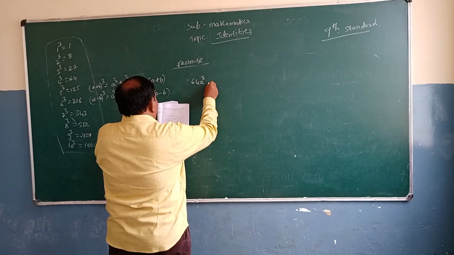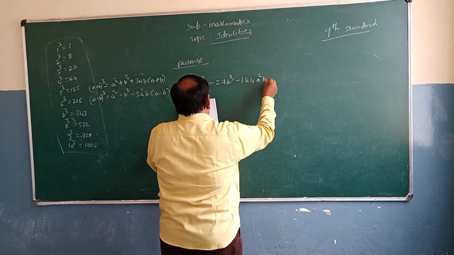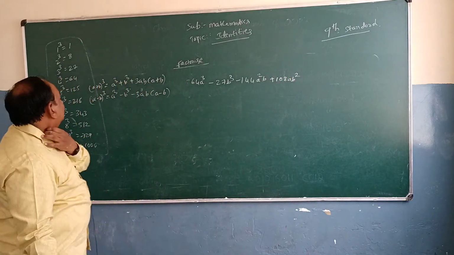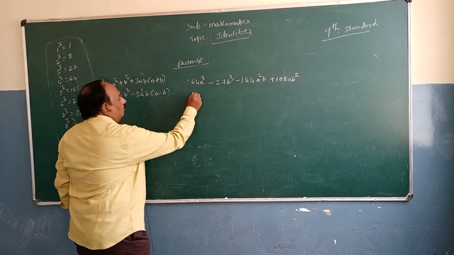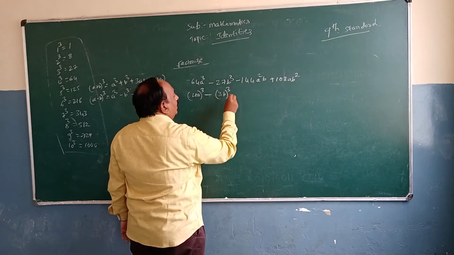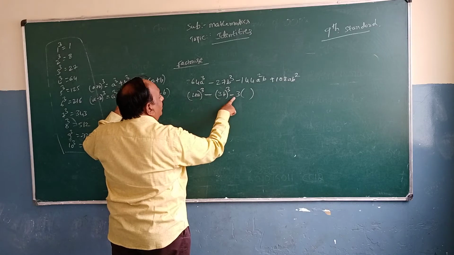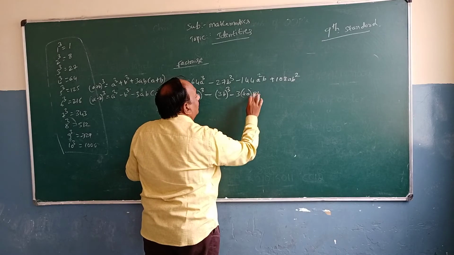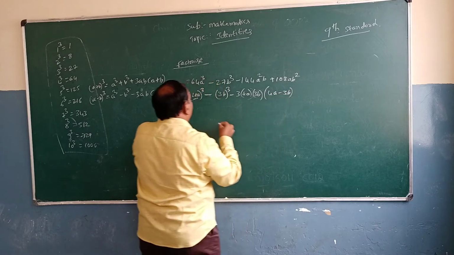64a cube minus 27b cube minus 144a square b plus 108ab square. Well, students, you know the cube roots very well. The cube root of 64 is 4, 4a whole cube. 27, 3b whole cube. Minus, you write 3 here because a cube is over, b cube is over, minus 3. This is a, 4a, into, what is b? 3b. Into a minus b. a is 4a minus 3b.